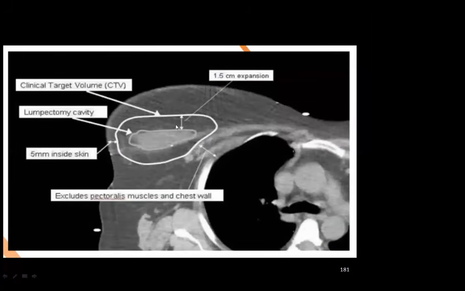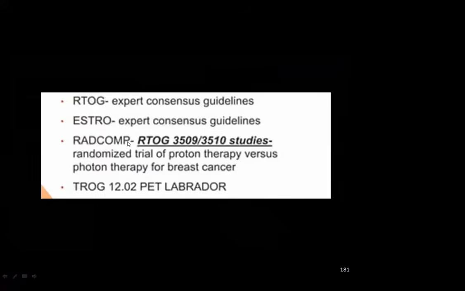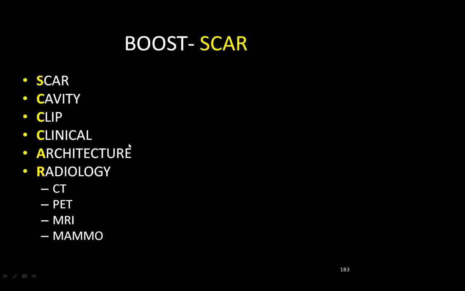So this is the cavity. This is the 1.5 centimeter expansion. Let me show this guideline. Most of the times we don't know how to control the boost, because there is no tumor tissue at all.